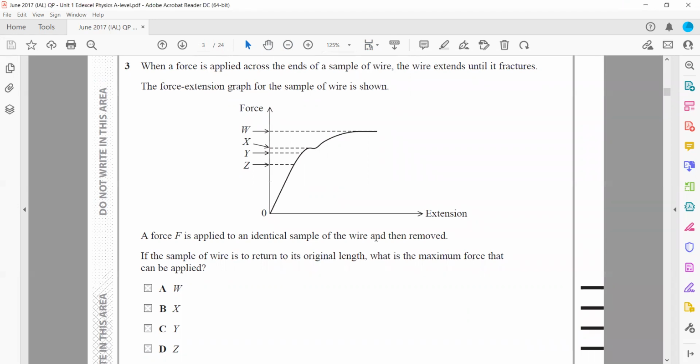So which point appears to be the elastic limit? Z is the proportionality limit. Why? Because this is the last point where the line is straight. After the proportionality limit, we have the elastic limit. So which point is the elastic limit? Y is the elastic limit. If we cross this point, the object will not return to the same original length, shape, or size. And this X is called the yield point. Yield point means for a small change in force, there is a greater change in the length.